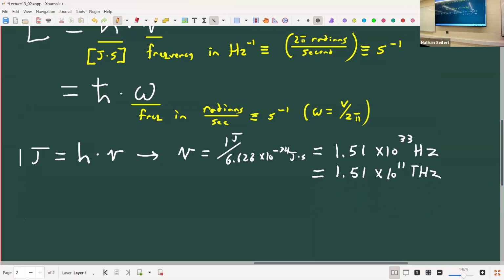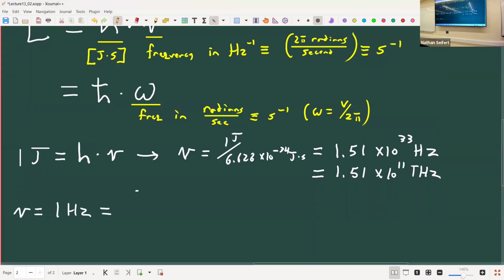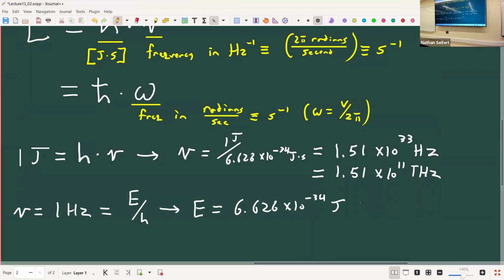Likewise, if we think about a frequency of 1 hertz, this is the energy over h, which means that the energy equivalent is 6.626 times 10 to the minus 34 joules per 1 hertz. Right? That's also an enormously small amount of energy. So 1 joule is an enormously high frequency wave, while a 1 hertz wave is an enormously small amount of energy.